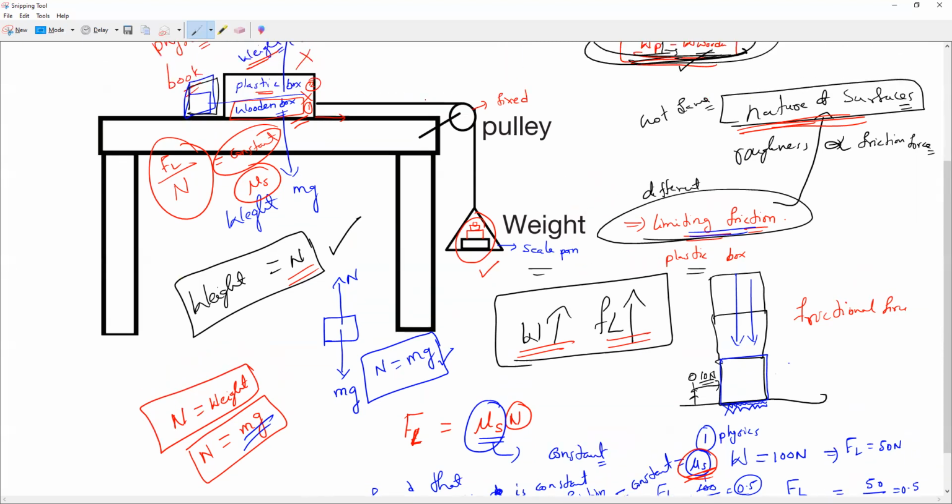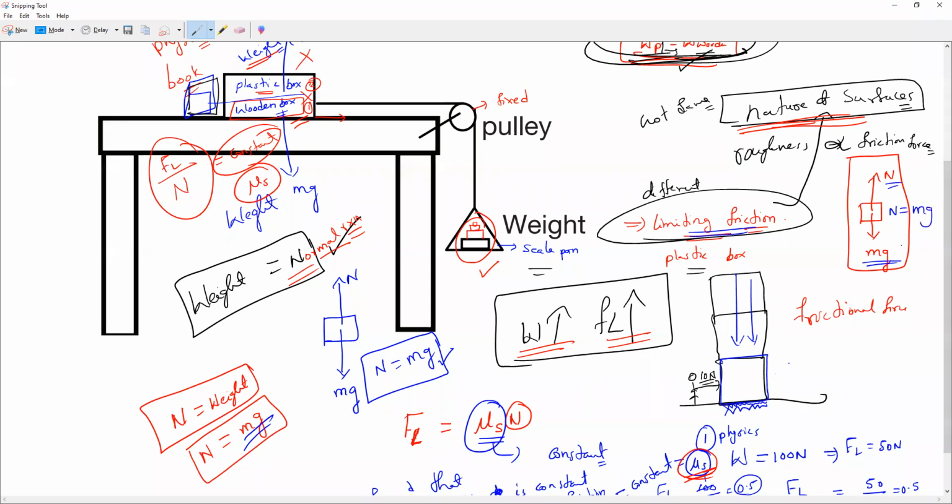If you drag a physics book, then mass times g is the weight, which equals the normal reaction. This is not Newton, this is normal reaction. Everybody clear? So always weight is equal to normal reaction. We already studied in previous classes that normal reaction always acts perpendicularly opposite to the weight. Am I right or wrong? So weight is equal to normal reaction. That is the first thing.